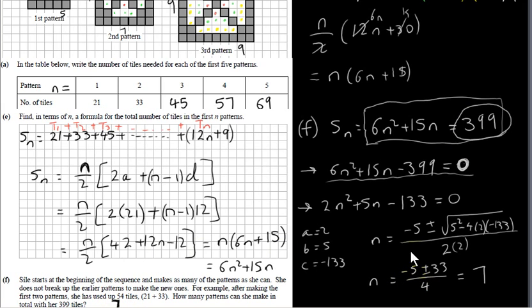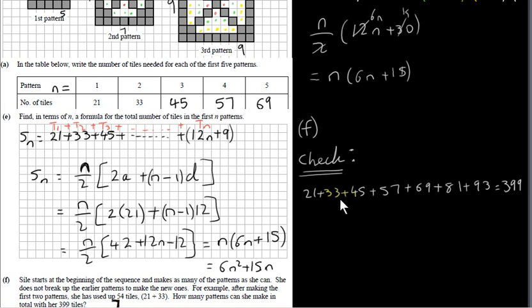Now there is another value of n that will satisfy this quadratic equation. That value of n is got by taking the minus sign. So we'd have minus 5 minus 33, which is minus 38 divided by 4. But that's going to give us a negative value for n, which doesn't make any sense in this context. N has to be a positive number. N stands for the number of patterns.